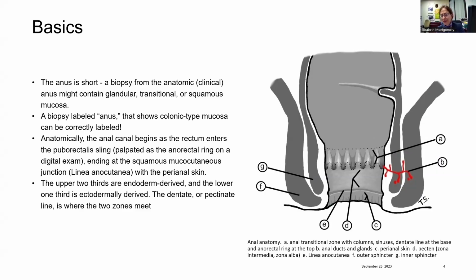And that's called the linea anocutanea, with the perianal skin. And of course, the upper two-thirds come from endoderm and the lower from ectoderm. And the dentate line is where the two of them meet. And all of those things are labeled in this lovely diagram.